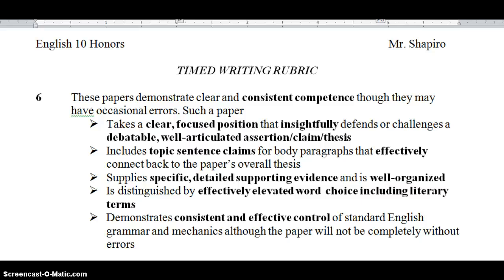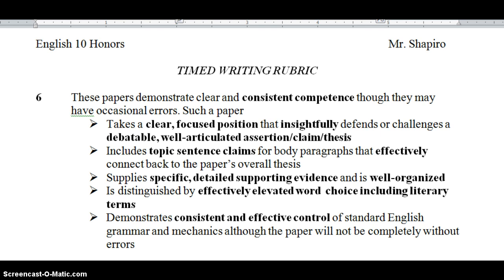So this is a short tutorial on the time writing rubric, which will be used with the time writing next time in class. This is based on the College Board SAT 2 rubric, which you'll be more familiar with when you start studying for the SAT 2 essay writing. This is a 1 through 6 rubric.